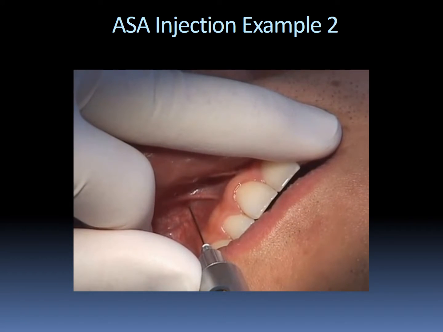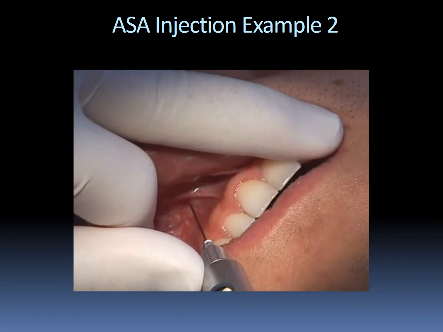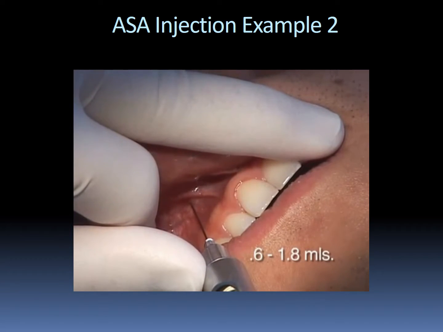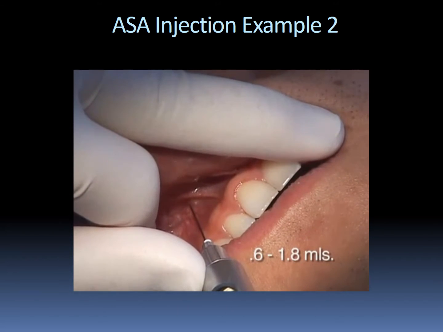Injection depth varies depending on vestibule height and the length of the tooth root. However, in most cases, the needle need only be advanced a few millimeters. If bony contact is made, withdraw the needle 1 millimeter to minimize client discomfort during injection. Aspirate, and if negative, slowly deposit 0.6 to 1.8 milliliters of anesthetic solution.